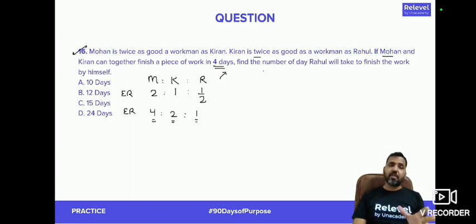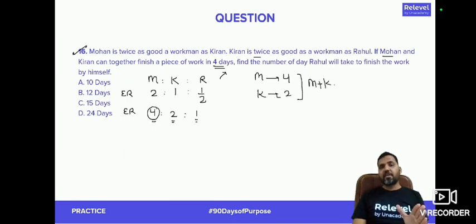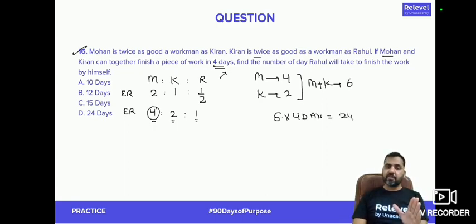Now you guys tell me that Mohan is doing 4 units of the work per day, right? And Kiran is doing 2 units of the work per day. So Mohan and Kiran together will be doing 6 units of the work per day. If both of them are doing 6 units of the work per day, so in 4 days, the total amount of work that they will be doing will be equal to 24 units. Right? This is 6 units per day. In 4 days, they will be doing total 24 units.